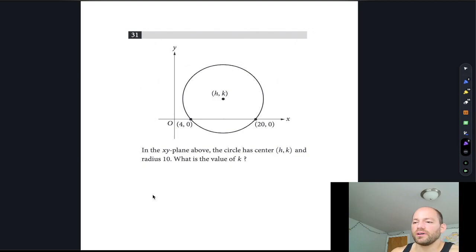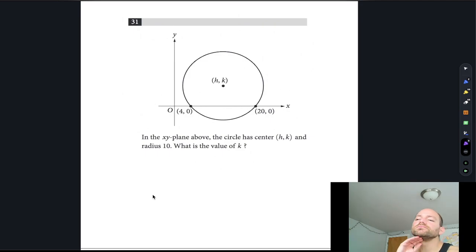In the xy plane above, the circle has center (h, k) and radius 10. What is the value of k? Well, why don't you tell me what we're going to do here? First, I just look at this circle. What do you think I want to do when I look at this circle? What do you think I feel is missing? I just have this uncontrollable urge to make it be there.